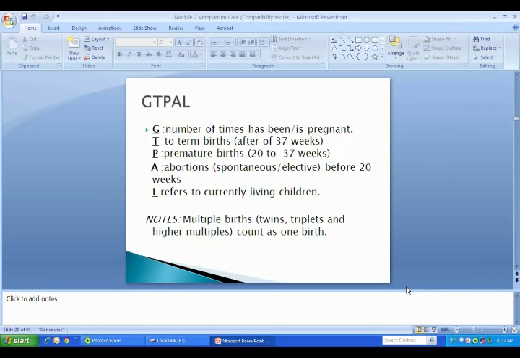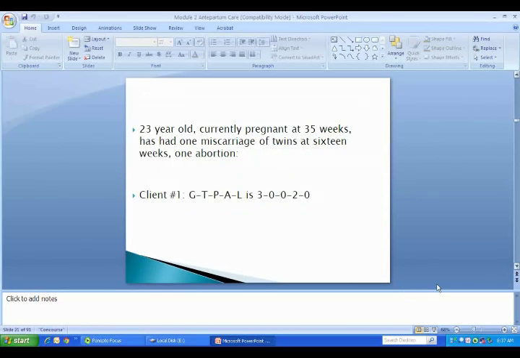GTPAL, you must understand this. You may be asked this at boards, you may be tested on it, you may see it on the HESI. GTPAL: gravida means the number of times she's been pregnant. Term is how many births went to term after 37 weeks, then how many premature births, how many abortions, that could be spontaneous or elective, so that would be anything before 20 weeks, and living refers to current living children. Remember that multiple births, if she had twins or triplets, count as one birthing experience.